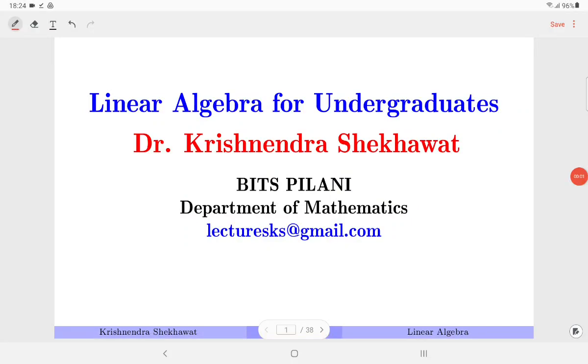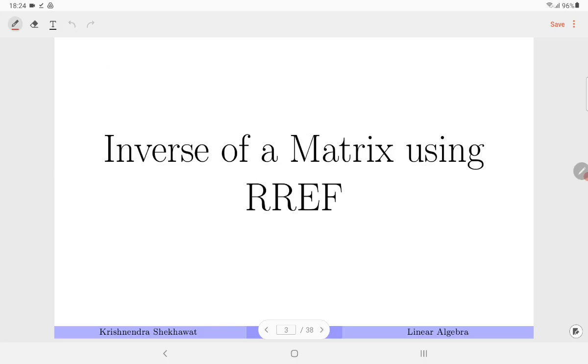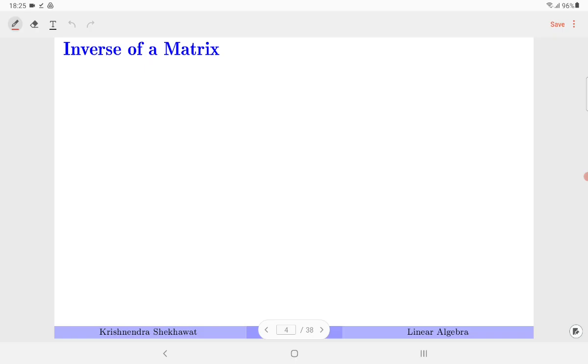Good morning, everyone. So, today we are going to discuss the last topic of this chapter, inverse of a matrix. You already know how to compute the inverse using the concept of determinant, but today we are going to see it using RREF.